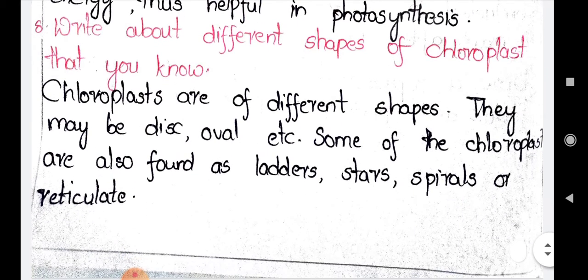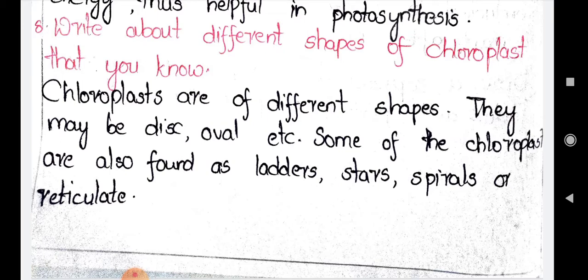Next, going to the 8th question. Write about different shapes of the chloroplast that you know. So the chloroplast does not have a particular shape. It has different types of shapes. Sometimes it may be disc shaped, it may be oval shaped, and sometimes if you observe in the algae, they can be observed as ladders, as star shaped chloroplasts, and spirals.